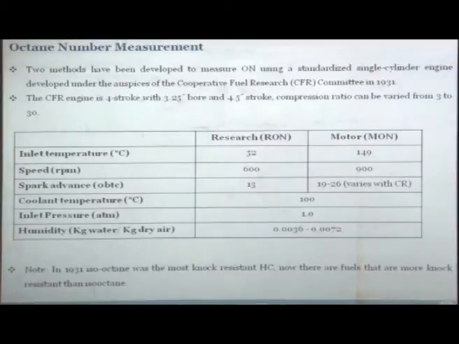The spark advance is maintained at 13 degrees. Here it is advanced to 19 to 26 degrees. It varies with the compression ratio. Coolant temperature is maintained at 100. Inlet atmospheric pressure is 1 atmosphere, naturally aspirated. Humidity is maintained. Okay. So in 1931, isooctane was the most knock resistant hydrocarbon.